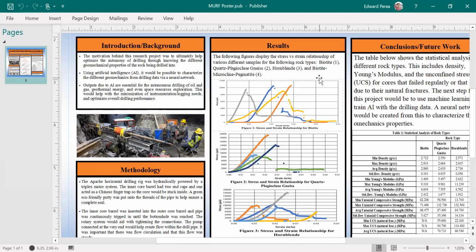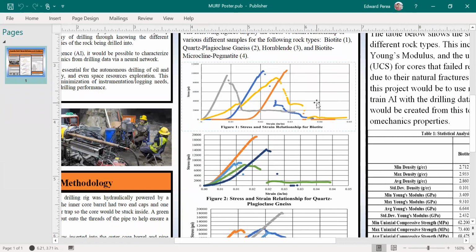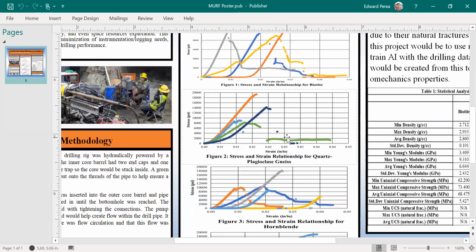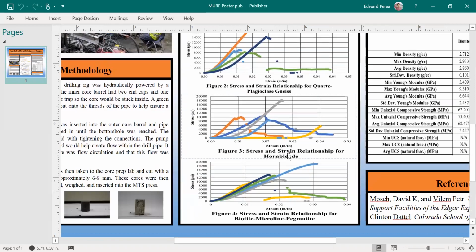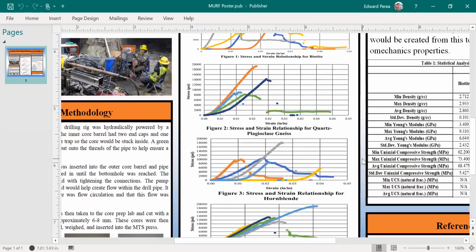And what we did is that we categorized all the different cores into a number of different rock types. I worked with predominantly 4 rock types, number 1 being biotite, 2 being quartz plagioclase gneiss, number 3 being hornblende, and the last one being biotite microcline pegmatite. And here we have the stress and strain relationship for all 4 of them. The first one's biotite, second one's quartz plagioclase gneiss. We have 3, and then we have 4.